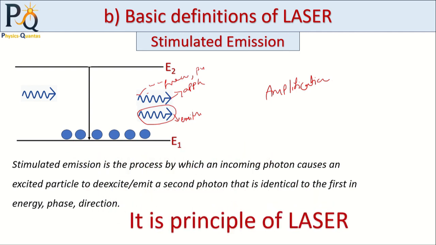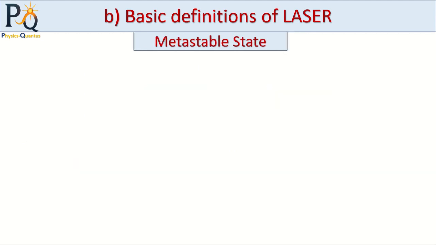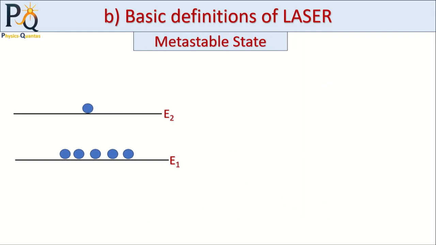In fact, it is the principle of laser. Now we'll see another important small definition, that is the metastable state. Suppose I consider three energy states, E1, E2, E3. As of now our knowledge is that E1 is the ground state and E2, E3 are excited states. Suppose I say E2 is a metastable state.